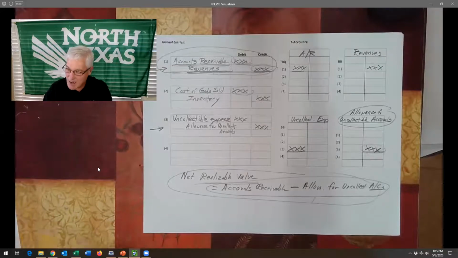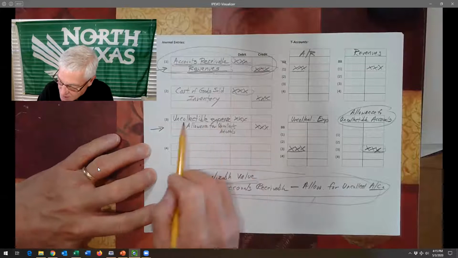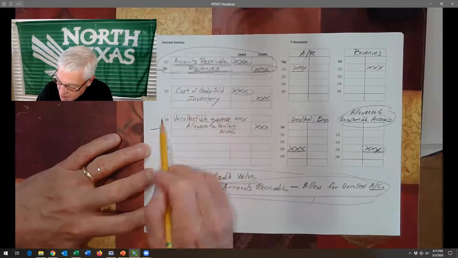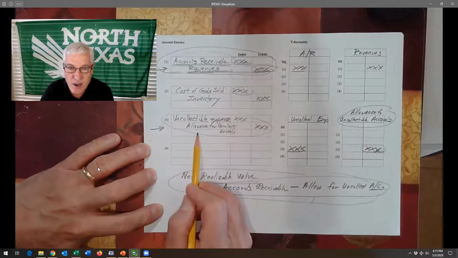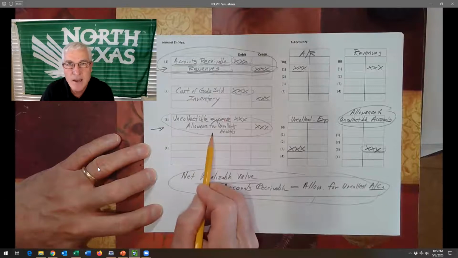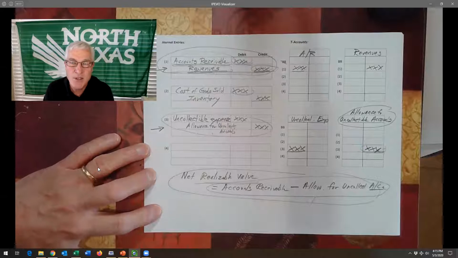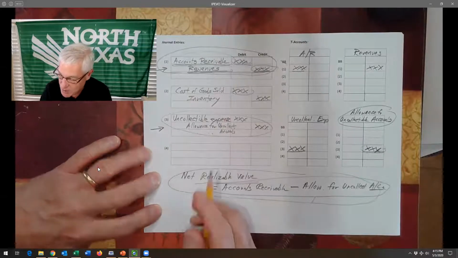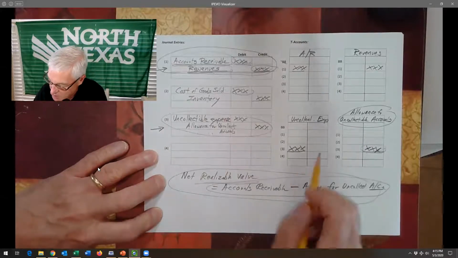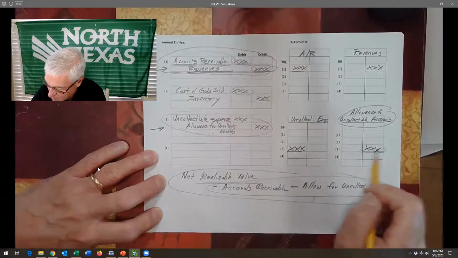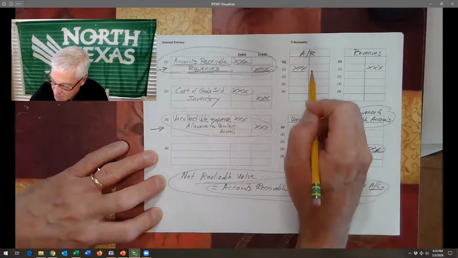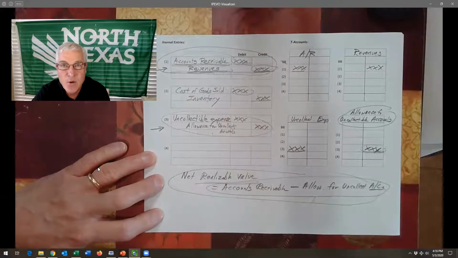Well, keep in mind, back to the journal entries here, we estimated in this third journal entry that some of this was going to be uncollectible. And we didn't know which accounts. Now we know about a particular account. So here's the journal entry we do. We are going to reduce the allowance, and we're going to reduce the AR for the value of that particular receivable.